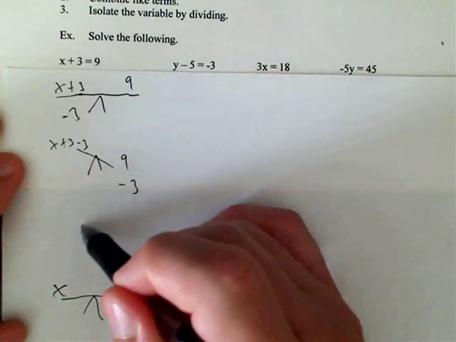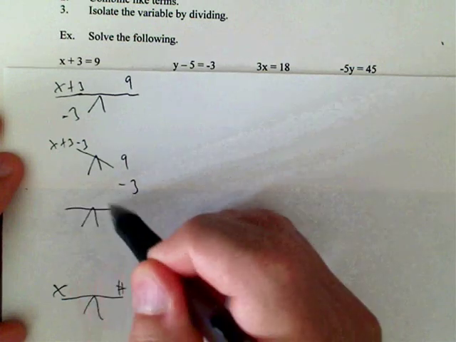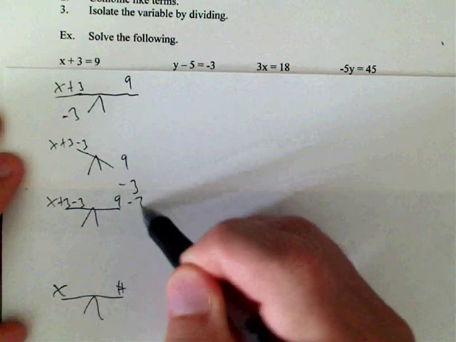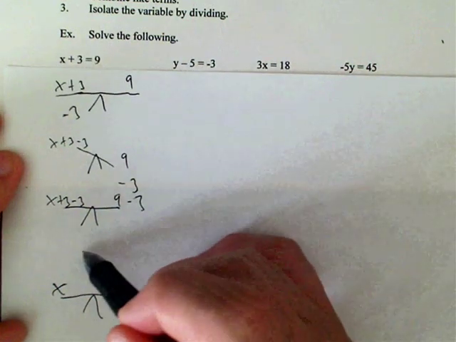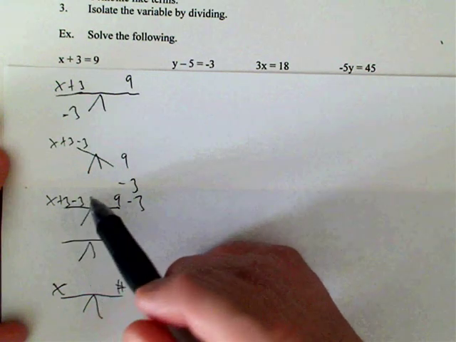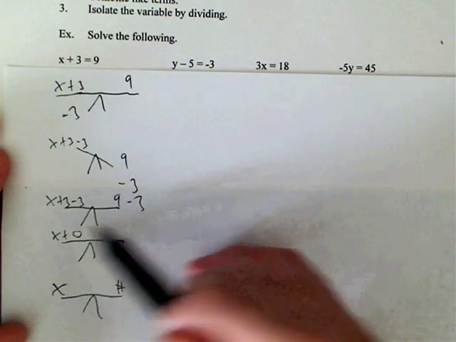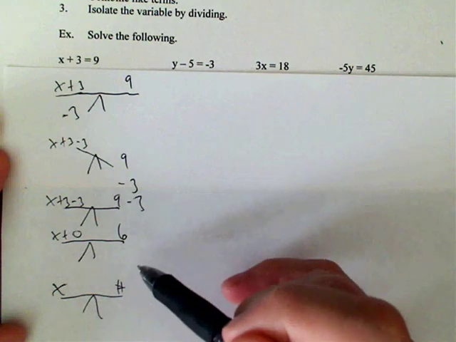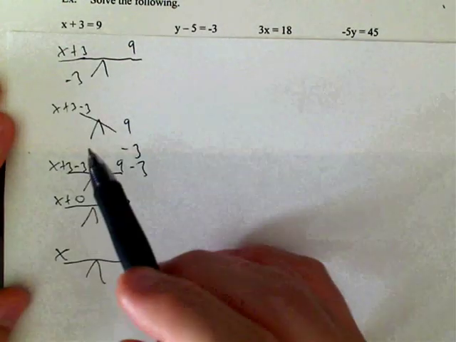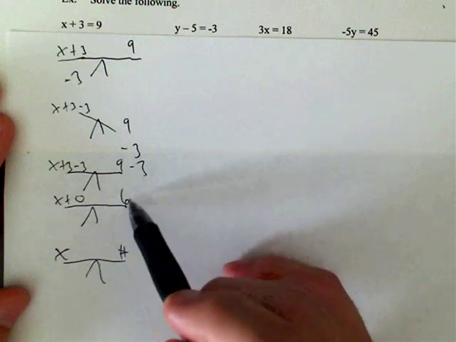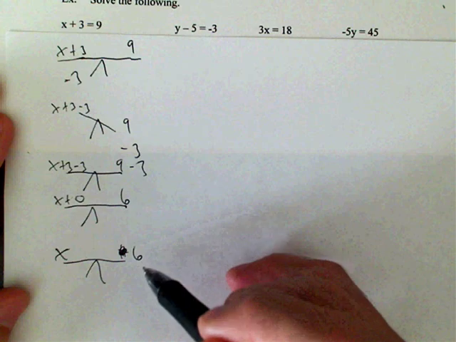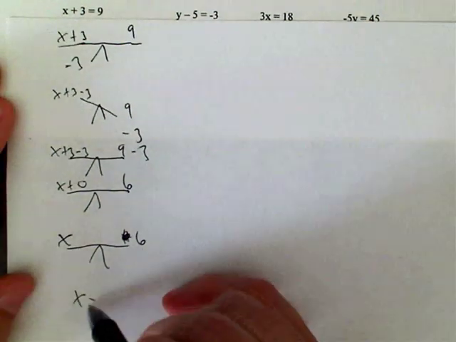And when you do that, you end up with x plus 3 minus 3 on one side and 9 minus 3 on the other. And if you take a closer look, you'll notice like terms. 3 minus 3 gives us a 0, and 9 minus 3 gives us 6. Anytime you have like terms, go ahead and combine them. Now what is x plus 0? x. Over here we have a plain old 6. So what we're saying is that x equals 6.